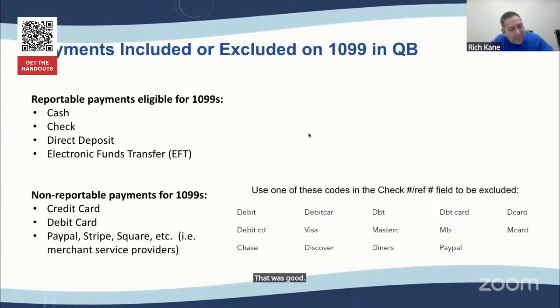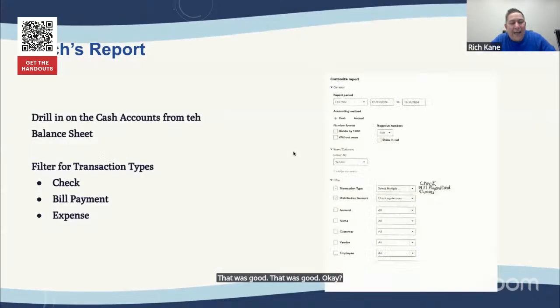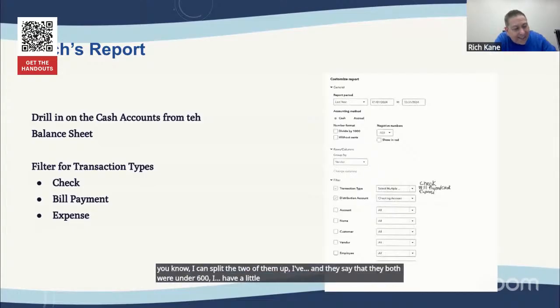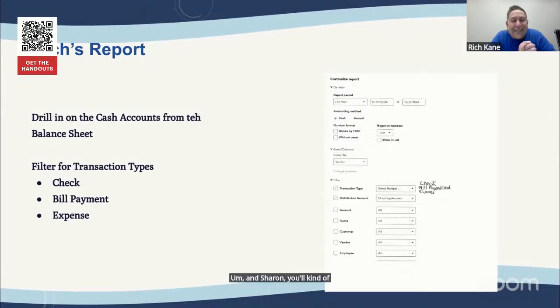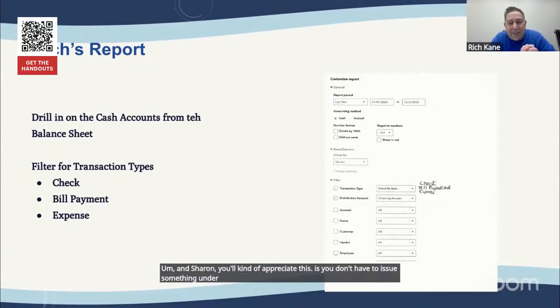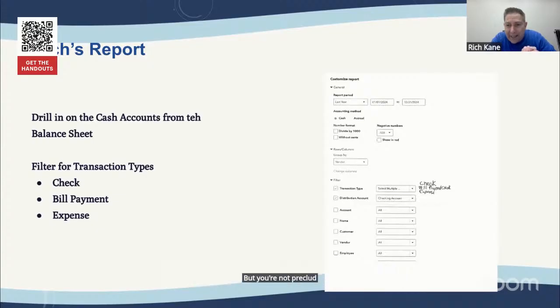Now I just want to mention that you're supposed to file these for anybody paid more than $600. One way I get around that, if it's a husband and wife team, is I can split the two of them up, and they say that they both were under $600. I have a little way of doing that. But one thing I wanted to share with everybody: you don't have to issue something under $600, but you're not precluded from doing it.